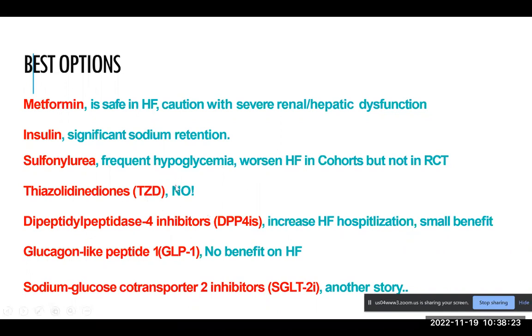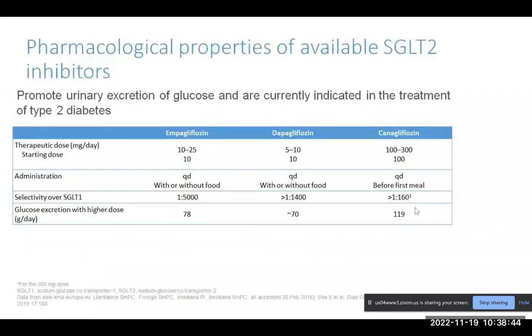TZDs are contraindicated in heart failure. DPP4 inhibitors increase heart failure hospitalization with very small benefit. GLP-1, no benefit in heart failure. And SGLT2 inhibitors have another story. So how does it work? Basically, it promotes the urinary excretion of sodium and is currently indicated in treatment of type 2 diabetes. But then multiple trials were done, which we will cover now.